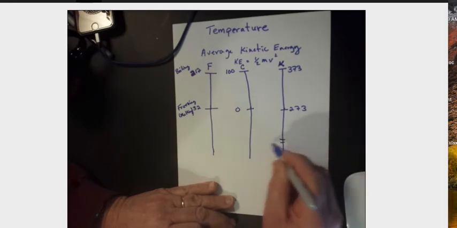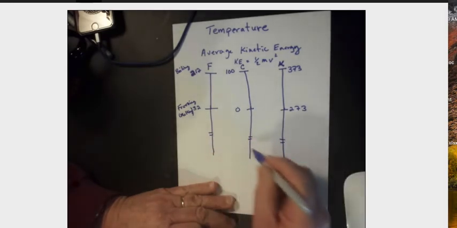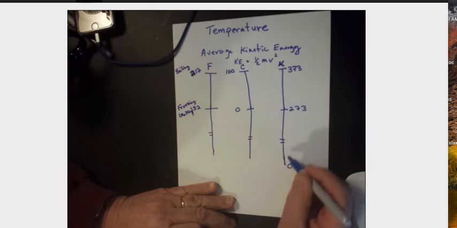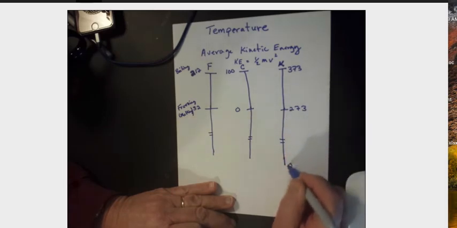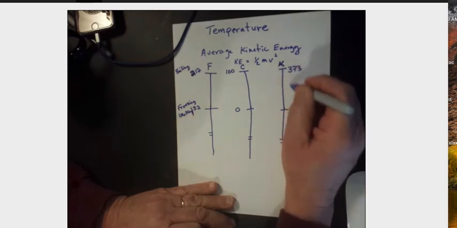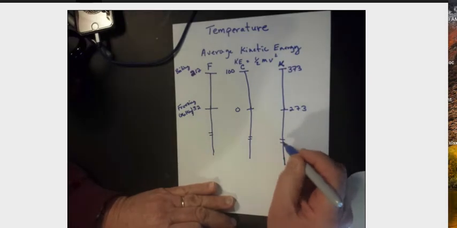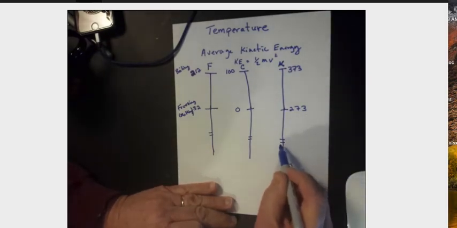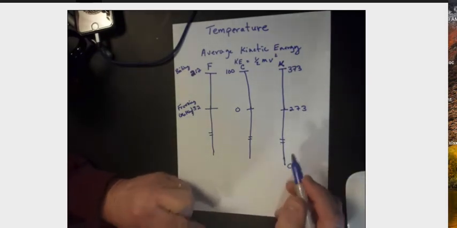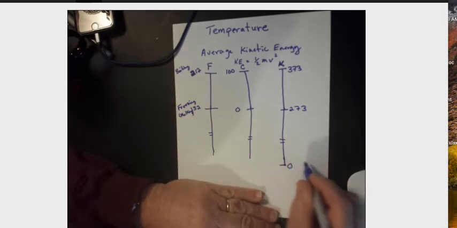I'll put a couple hash marks here to show that I left out some line, because from here to here is 273 degrees, and from here to here is 100 degrees, so they're not the same. This little symbol means you left out some space. All right, so this is as cold as you can ever get, and that's called absolute 0.